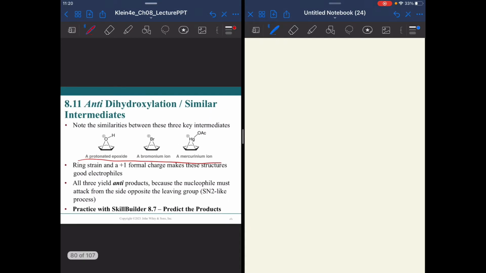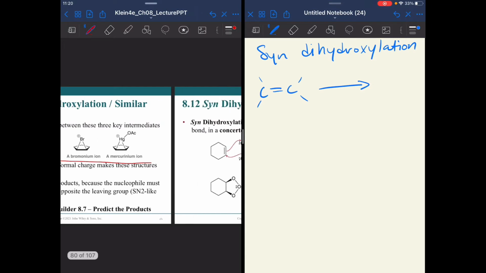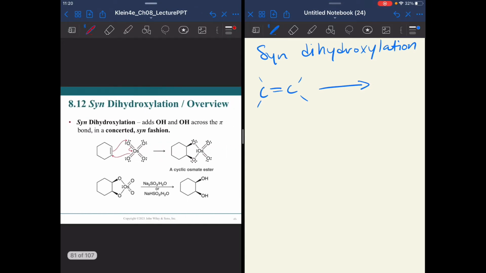I have a feeling, yes, if we make an anti-diol, well, what if I want to make a syn-diol? Syn-dihydroxylation. Well, I'm a control freak. I am an organic chemist, so that kind of goes without saying. If I want to add my alcohols to the same side, I can do it. There are 2 different reagents that are useful. And I want you to know osmium tetroxide.